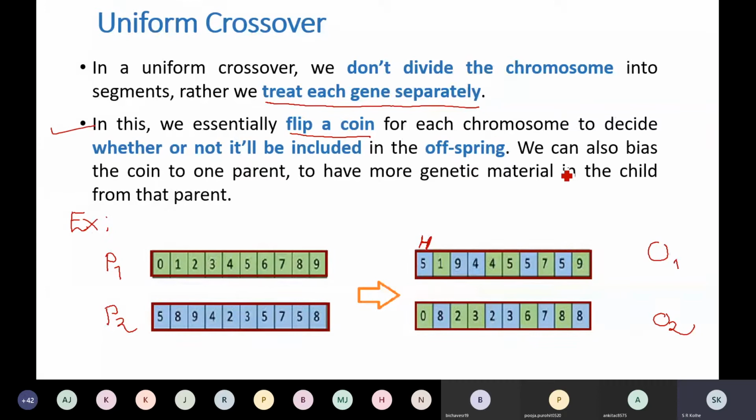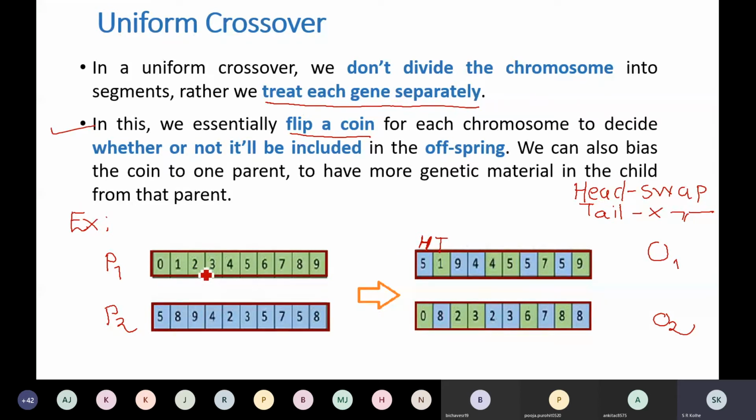We will write it here. If it is head, then swap. And if it is tail, then don't swap. So if it is head, then the swap we have performed, so instead of 0, it has become 5. The next digit is 1. We tossed a coin, it is tail, so no swapping, it will remain as it is.